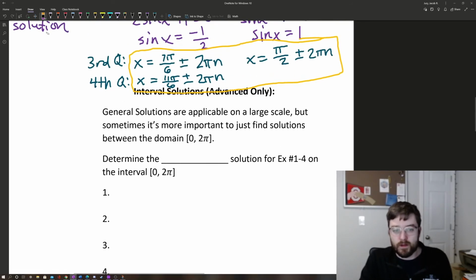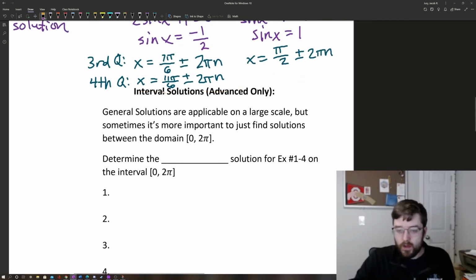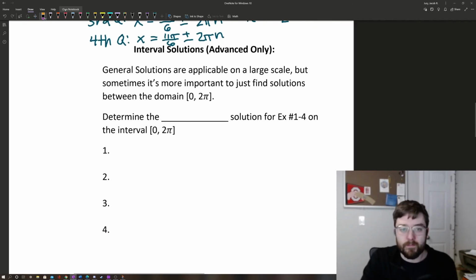Let me get rid of this strike through. So interval solutions here are for advanced because they're just asking you to do a little bit more.